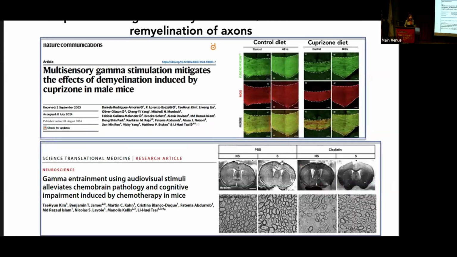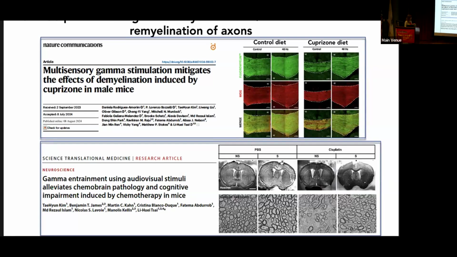So we have done a lot of follow-up work to show the sensory stimulation is able to reduce other Alzheimer's pathologies such as tau hyperphosphorylation, and is neuroprotective, can preserve synaptic density, and also can improve cognitive behavior. And these are a few of the recent publications.